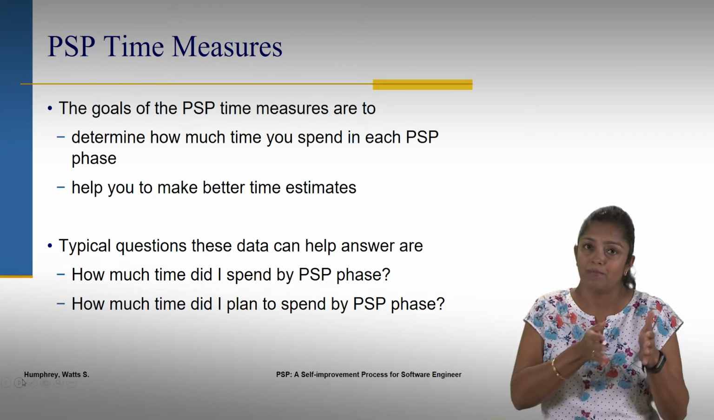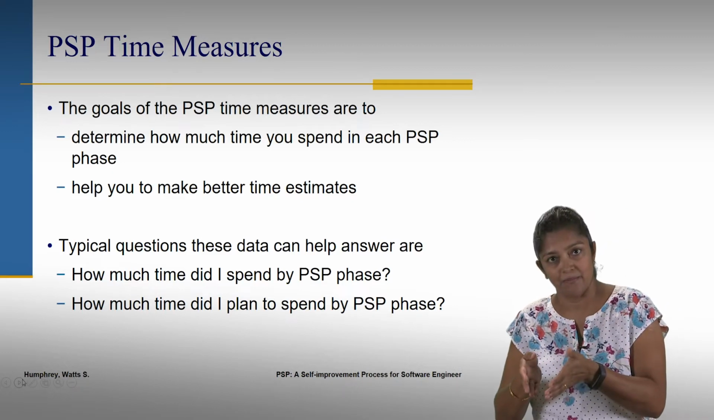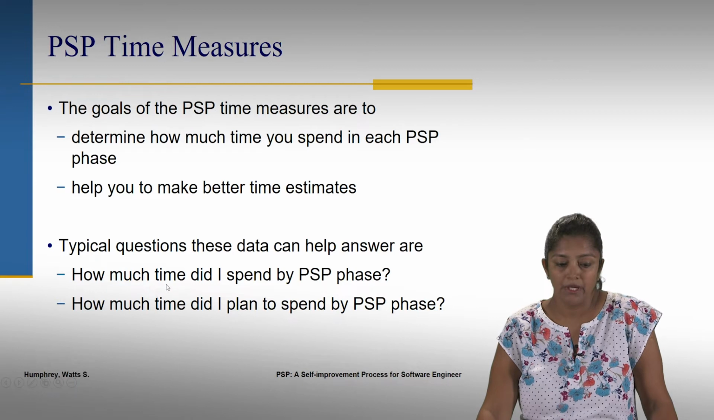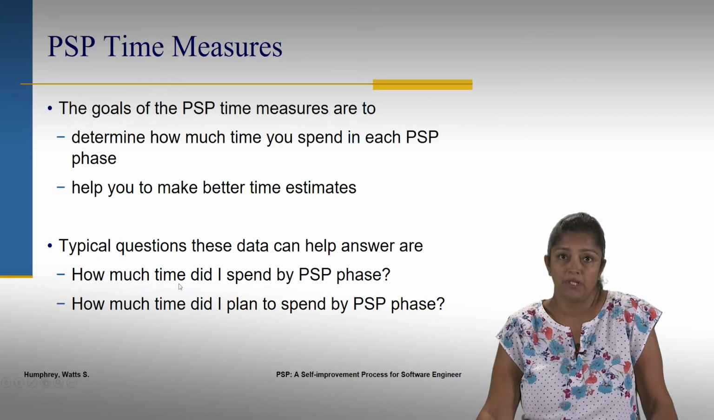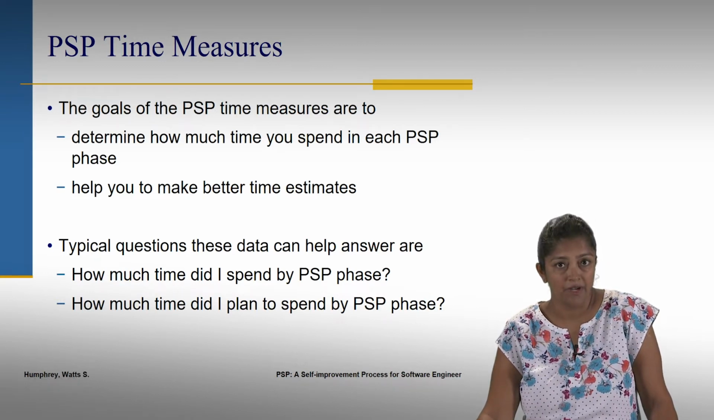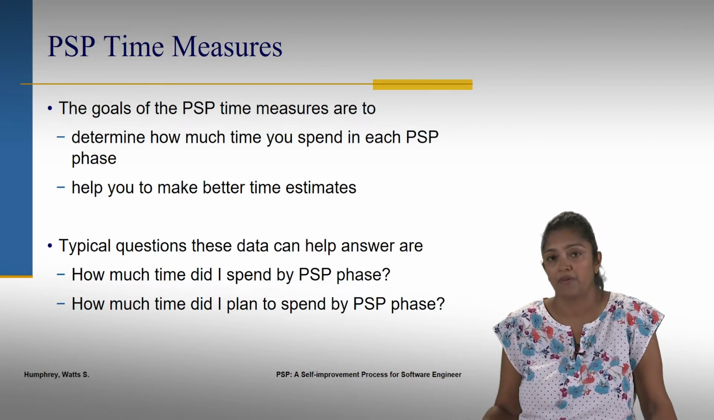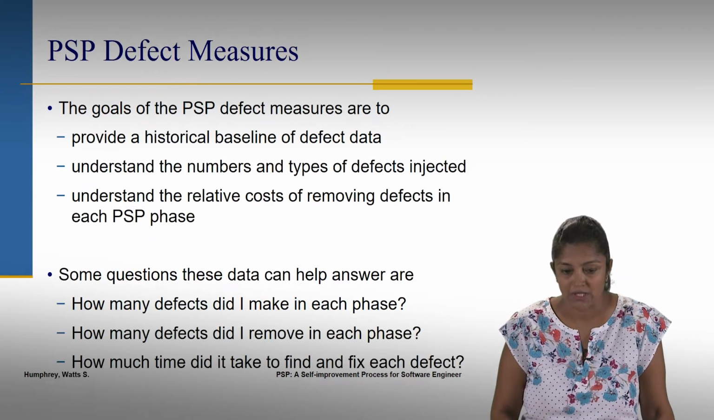So you're going to be making estimates as well as measuring the actuals. So you'll be doing both of them. You're going to be looking at how much time I spent by PSP phase, and then how much time I planned to spend by each PSP phase. So it's both the estimations and the actuals.